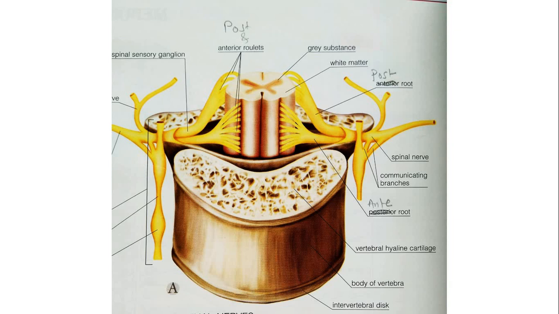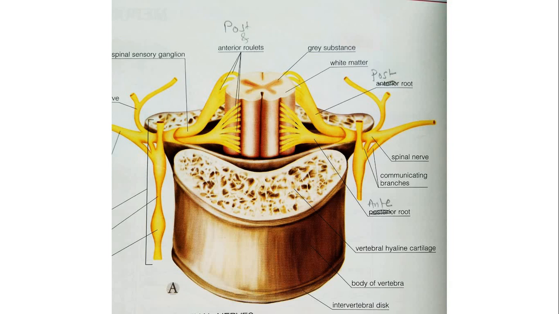Here once again you see the anterolateral sulcus that gives attachment to the rootlets here and on either side, and similarly there are rootlets in the posterolateral sulcus. So these rootlets unite to form a root. So this is the posterior root and this is the anterior root. Both the anterior root and posterior root in turn unite to form the spinal nerve.